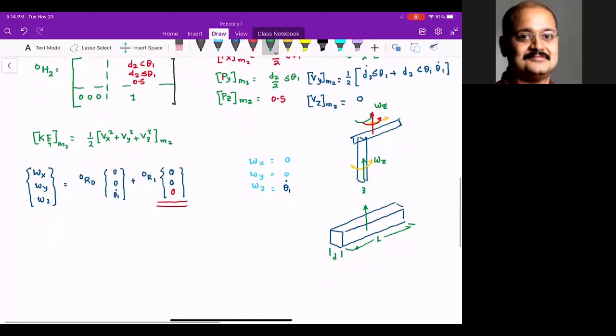So the I value is 1 by 12, and I will actually substitute the values. 1 by 12 m, it is L square plus, actually I will change this because there is another D. I'm going to call this C. L square plus C square. Do you agree with me?